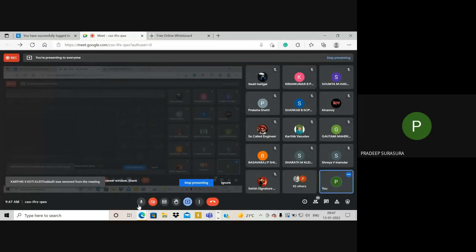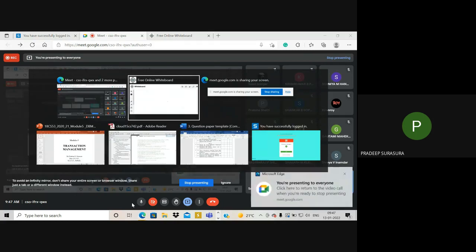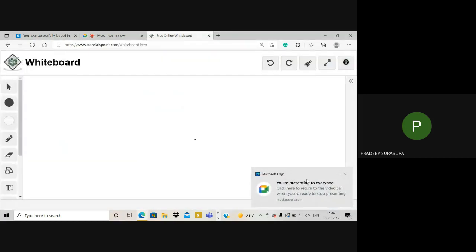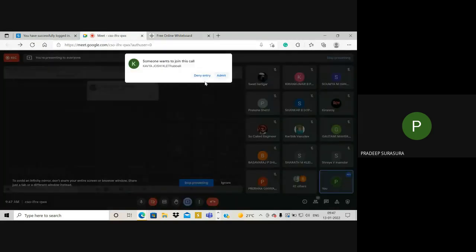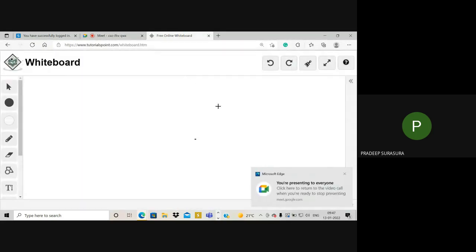Okay, so we'll continue with the transaction management topic. Yesterday, we touched upon the concepts of transaction management. We started with simple definitions of transactions, the different anomalies, what the different properties are, and so on.